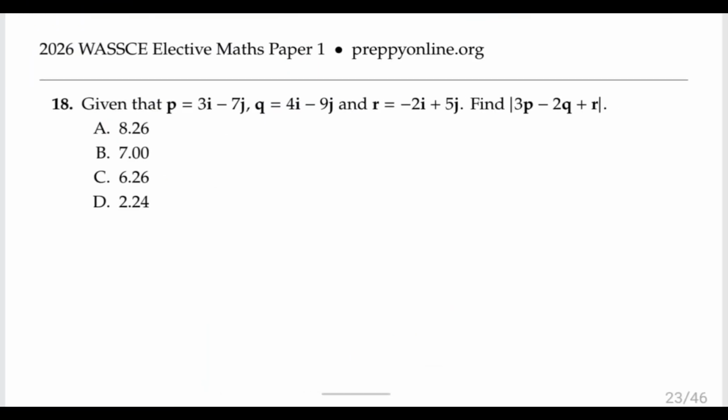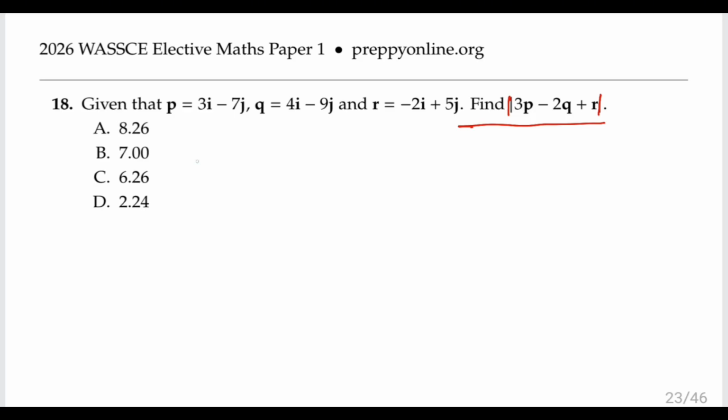Question 18. Given that P equals 3i minus 7j and Q equals 4i minus 9j and R equals minus 2i plus 5j, find the length or the modulus of 3p minus 2q plus r.